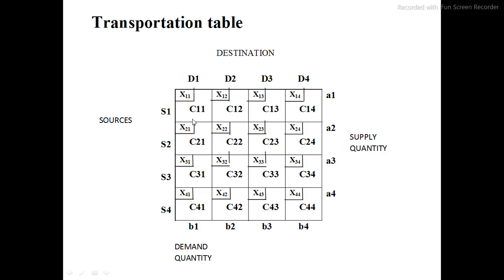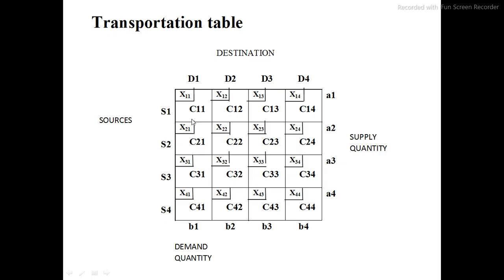For better understanding, we are using these words. Now, the warehouse S1 has supply quantity A1, S2 has supply quantity A2, S4 has supply quantity A4, and it may go like this up to Si and up to Ai. Similarly, the first retailer shop has a demand of B1 quantity, retailer D2 has a demand of B2, destination D3 has a demand of B3, and it may go up to Dj with demand quantity Bj.